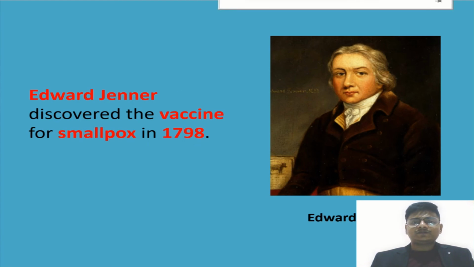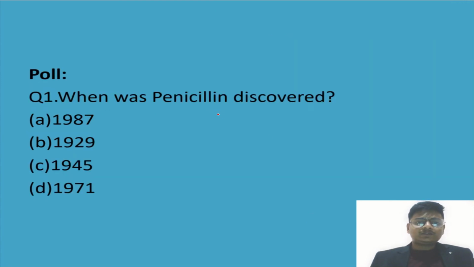So let's move further. Here is a poll question for you all. When was penicillin discovered? Write down this in the comment box. Let me check your responses. The right answer to this question is 1929. Alexander Fleming discovered penicillin in 1929.